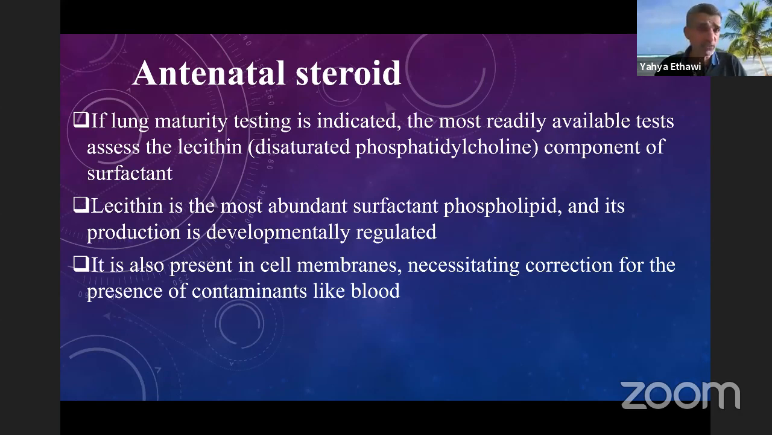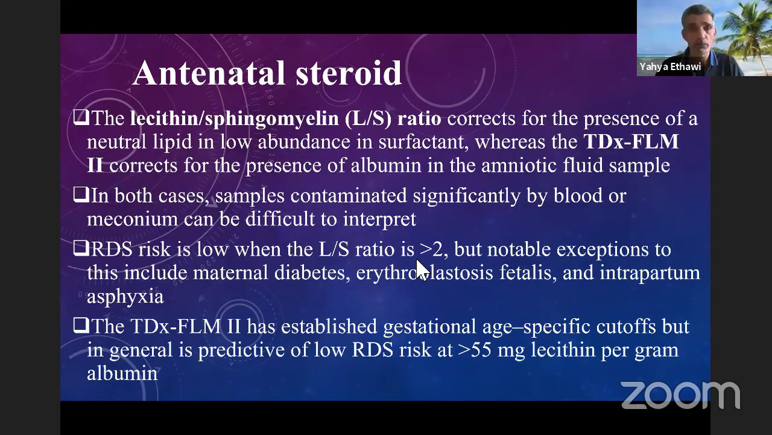If for any reason you want to test, these tests are very available. We measure the lecithin, which is disaturated phosphatidylcholine, which is a component of surfactant, and it's the most abundant surfactant phospholipid, and its production is developmentally regulated. So the more developed the lung, the more of this lecithin. So measurement of lecithin is a good indicator of lung maturity. However, we know it is sometimes contaminated with the blood.